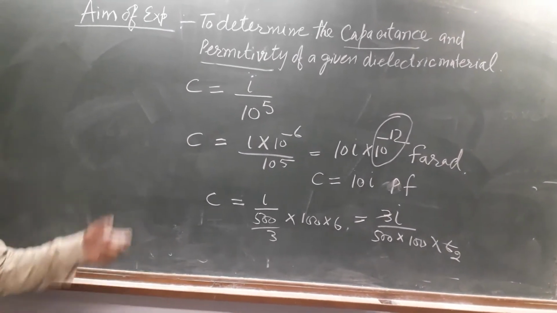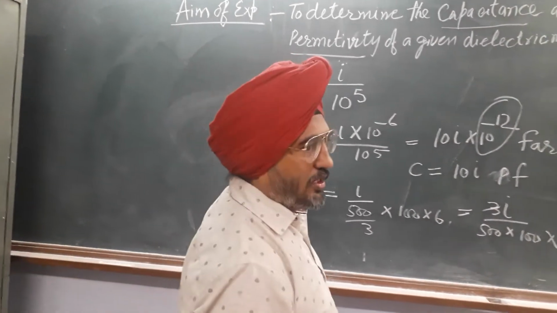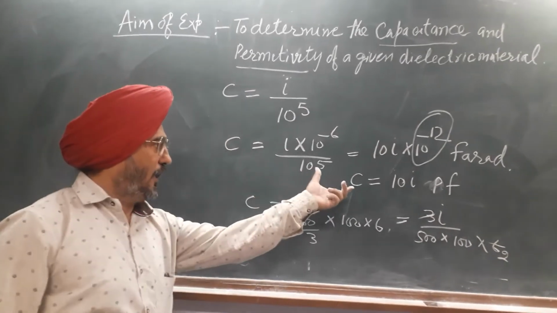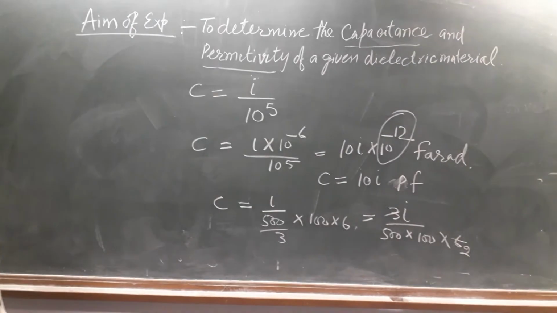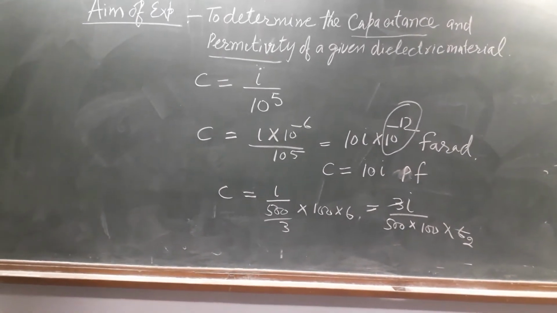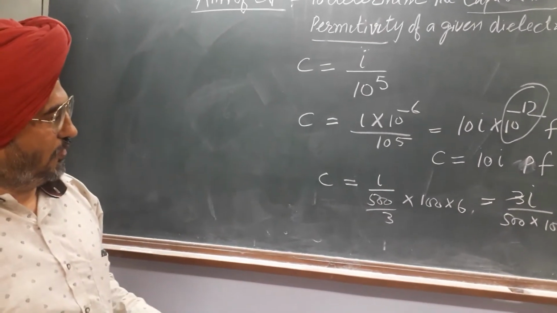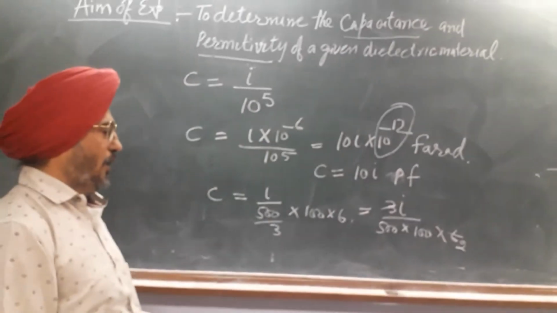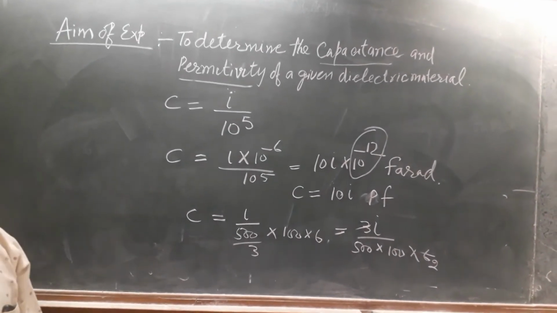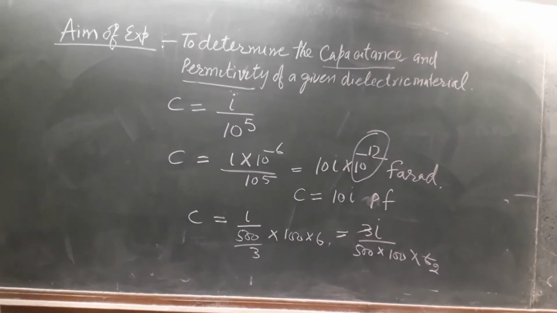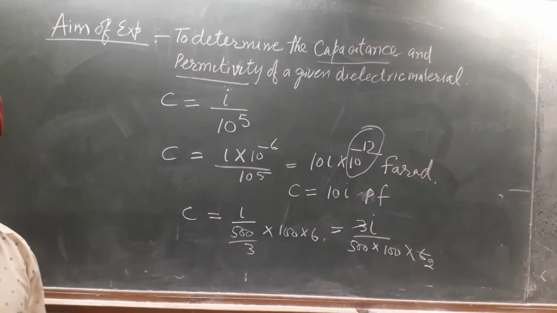So that is all about the theoretical concepts, experiment setup and the formula used in the experiment. The next part is how to perform the experiment. So now we will perform the experiment and note down the readings and calculate the capacitance and permittivity of a given material.